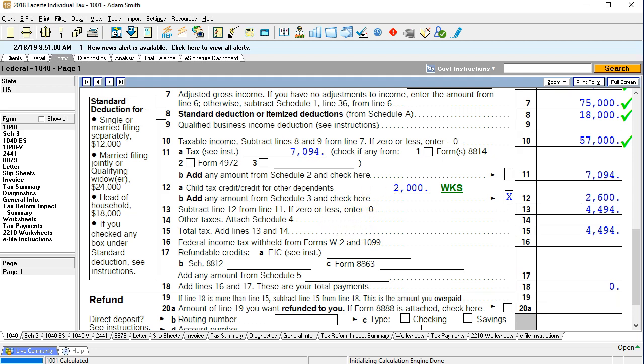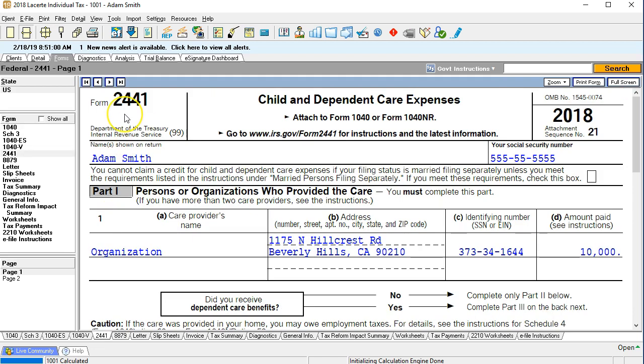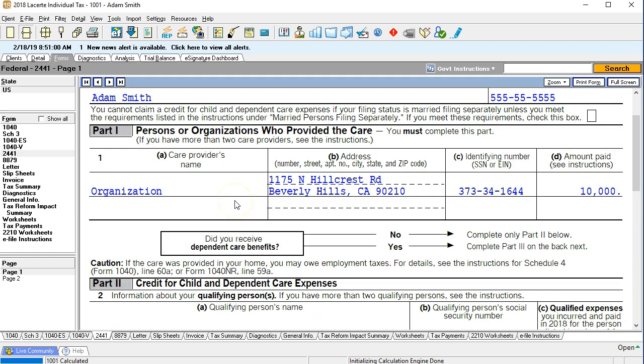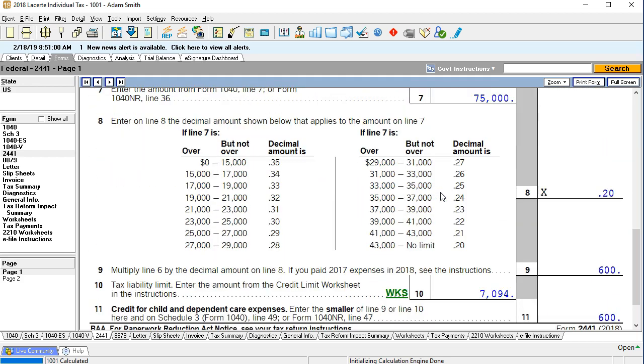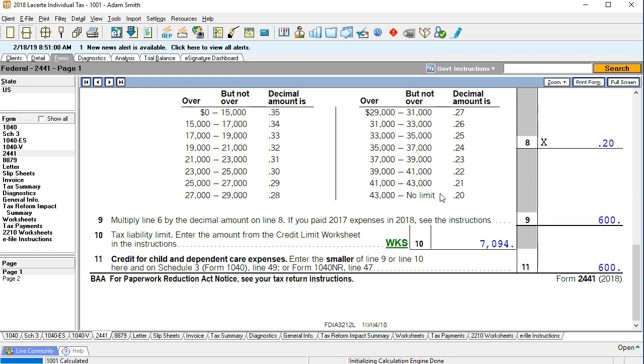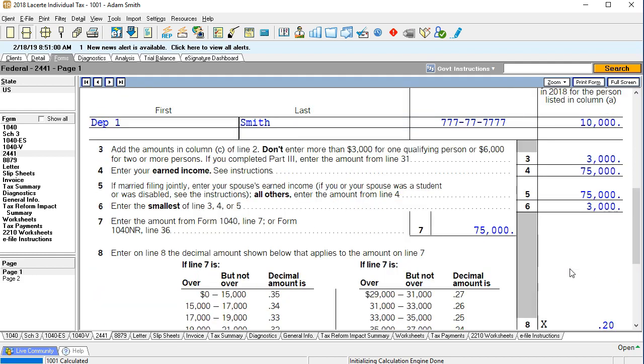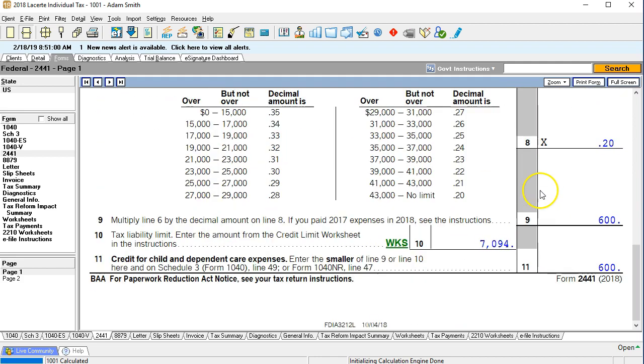So the dependent care expenses credit then will be filed with Form 2441, so child and dependent care expenses. So we see some information here. We'll get into the more detail about this information, but you can go through some of the calculations, and then at the bottom of this, as we'll get into more detail later, we'll finally get the calculation of the $600. So in our case, we're saying that $10,000 was paid, and we're going to say that $600 is the amount of the credit.